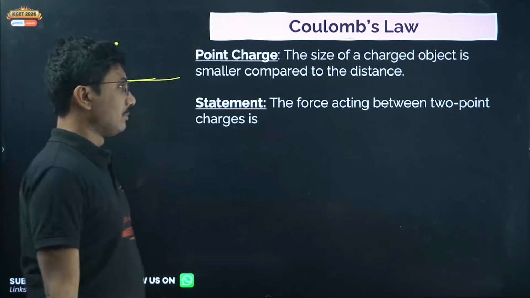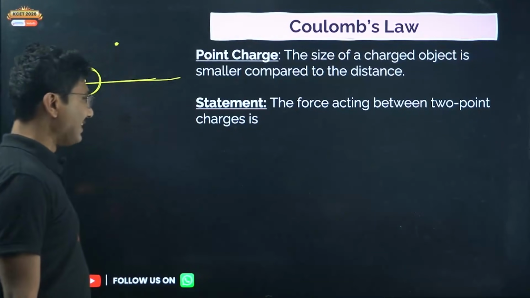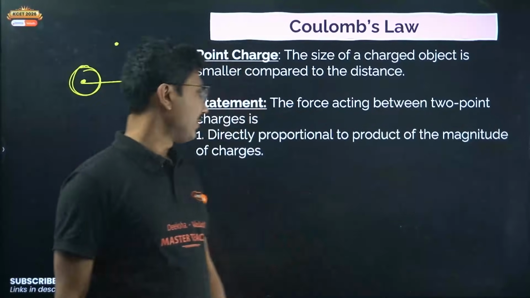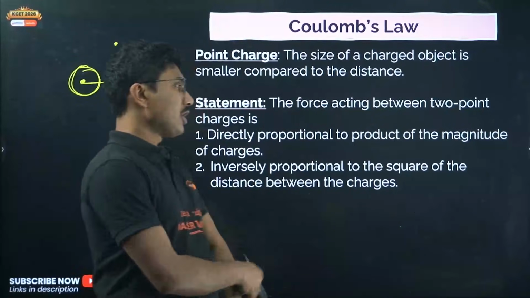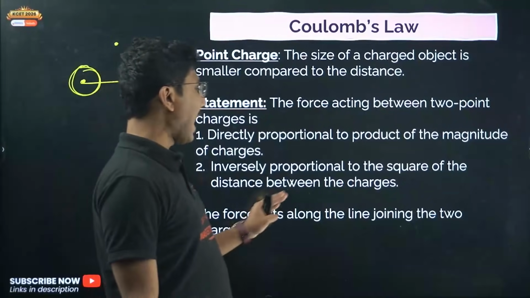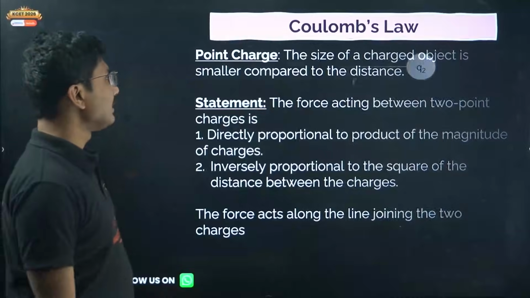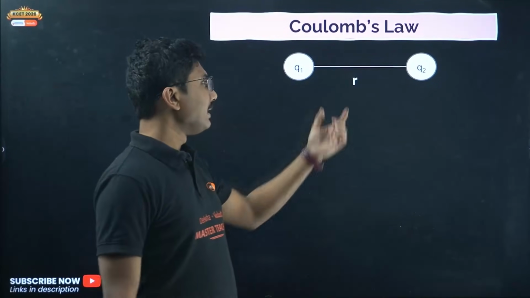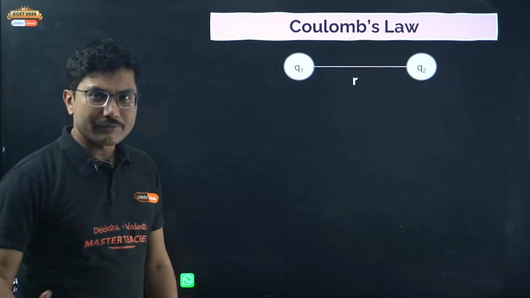Now the statement: the force acting between 2 point charges is directly proportional to the product of the magnitude of the charges, and inversely proportional to the square of the distance between the charges. The force acts along the line joining the two charges. So let's see in detail. Suppose we have two charges, Q1 and Q2. They are separated by a distance, say small r. So what is the force between them?